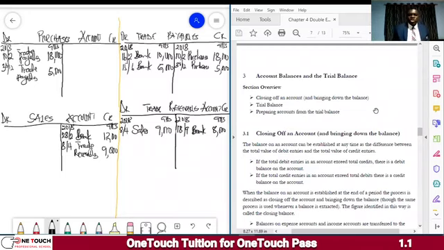So let's look at closing off an account and bringing down the balance. Now, the balance on an account can be established at any time.